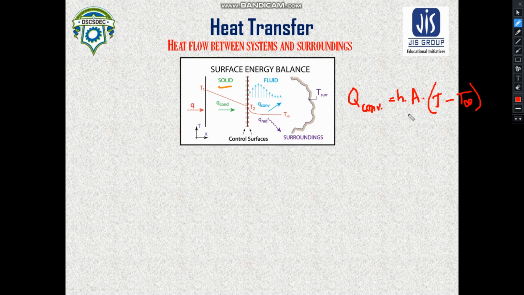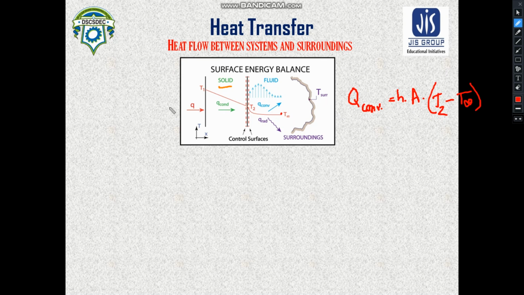A is the area of heat transfer, and this is the temperature difference. Now you can see heat transfer is going on between this side of this plane wall and this one. Here you can see the temperature of this fluid is maintained at the temperature T infinity. For this case you can write this convection equation. So obviously this T will change into T2.